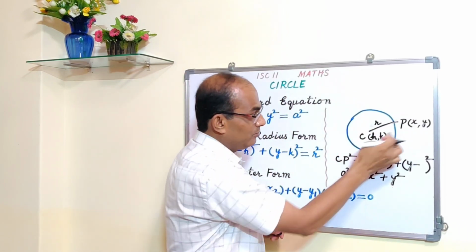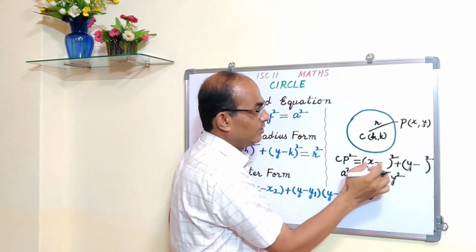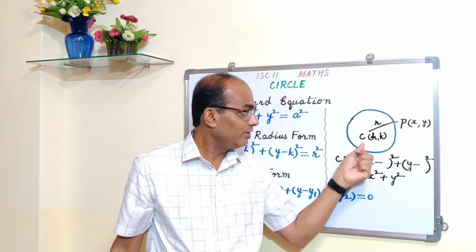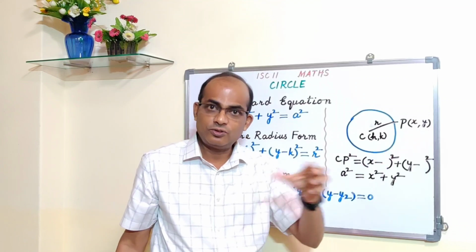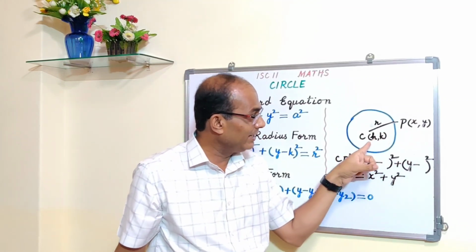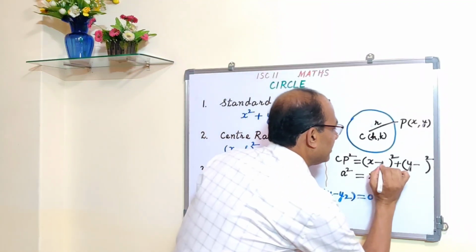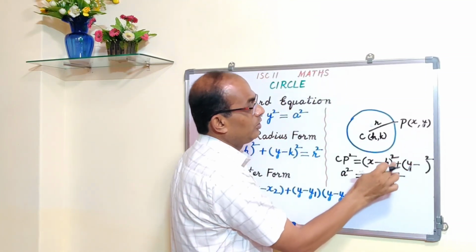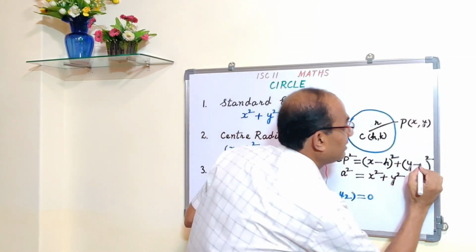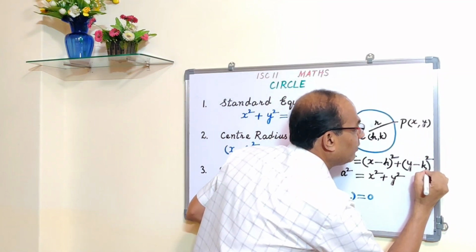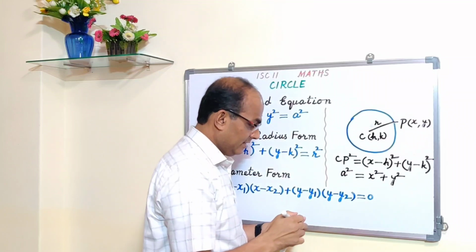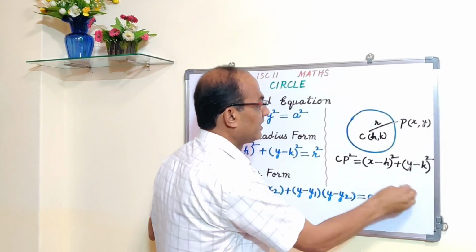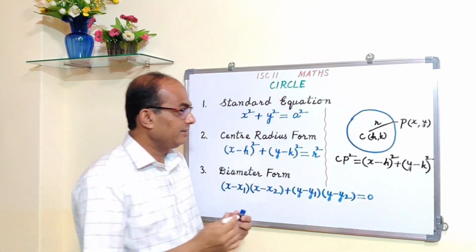Again distance formula, x2 minus x1 whole square plus y2 minus y1 whole square. You can write down for your understanding, this we are taking as x1, y1, and here x2, y2. Then apply x2 minus x1, that means x minus h, and y2 minus y1, so y minus k whole square. Fine. And this is the required equation: x minus h whole square plus y minus k whole square.